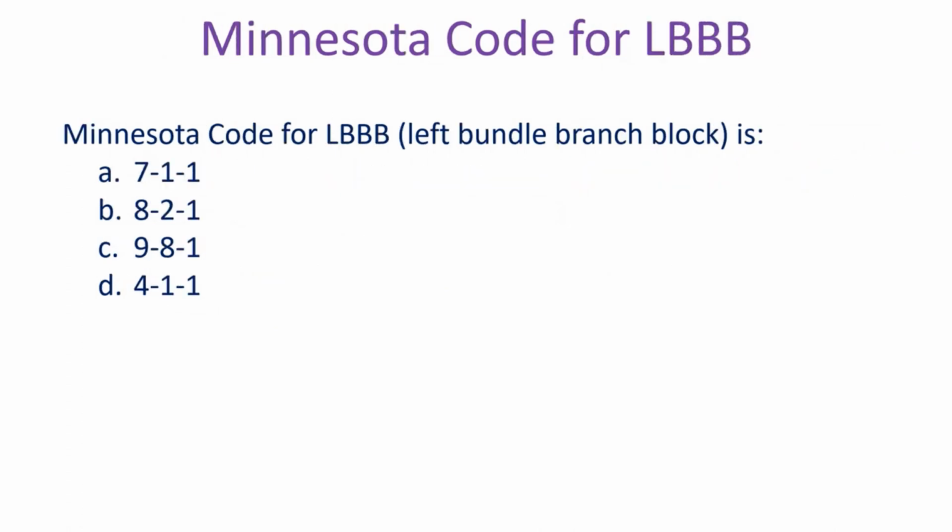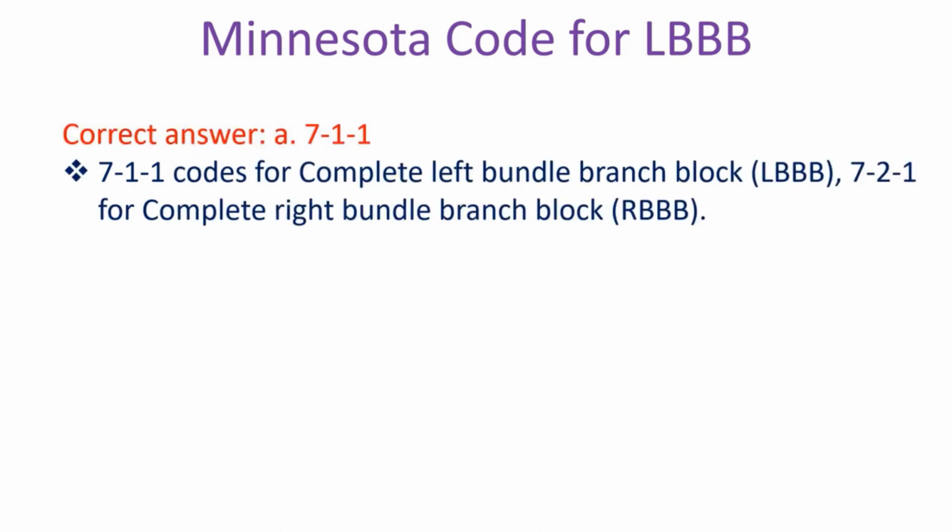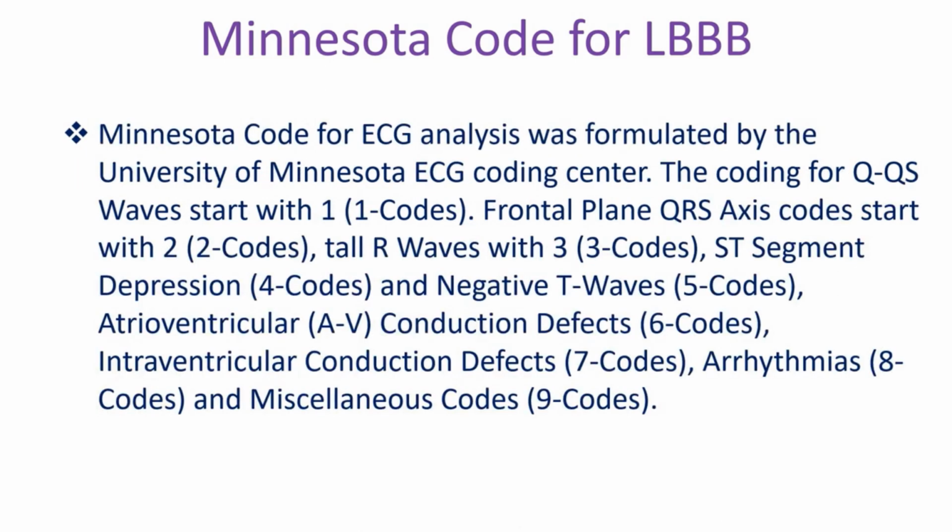Minnesota code for left bundle branch block is A. 711, B. 821, C. 981, D. 411. Correct answer A, 711. 711 codes for complete left bundle branch block and 721 for complete right bundle branch block. Minnesota code for ECG analysis was formulated by the University of Minnesota ECG Coding Center.